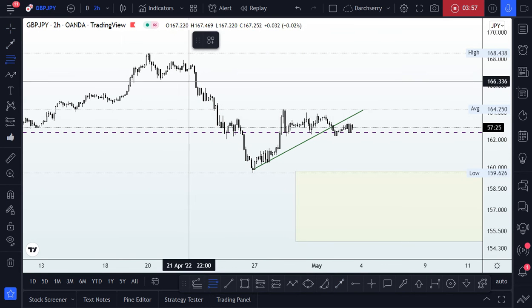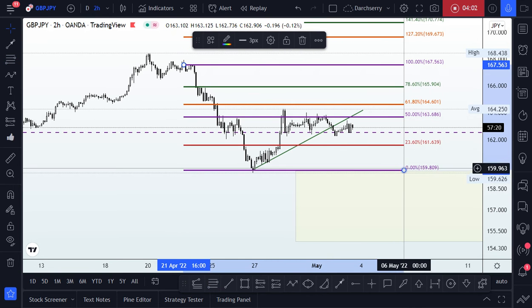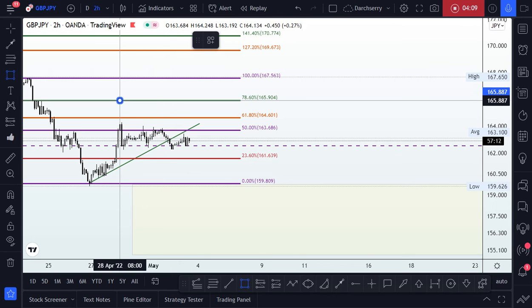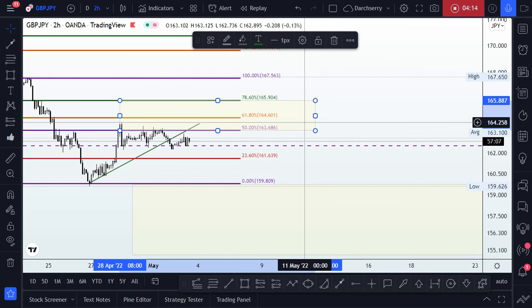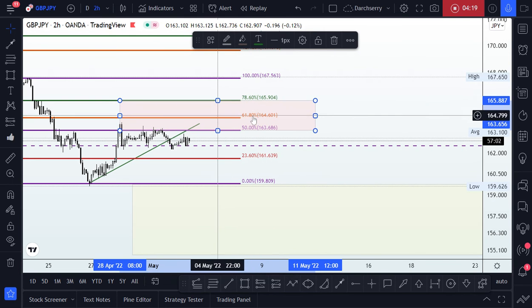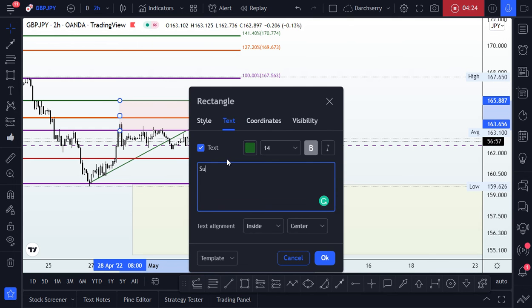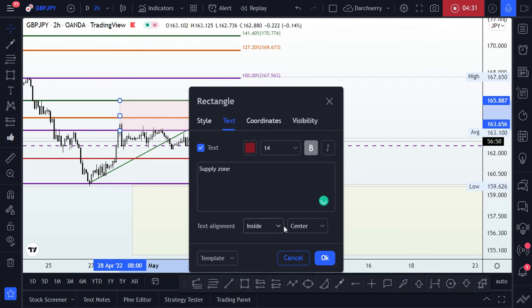So bringing out our Fibonacci retracement tool and running it through the impulse leg, we can see that we have a golden zone around 78.6% and 50% retracement, which I think is going to be our new supply zone. So allow me to label this the supply zone. Let's give it a red color, and let's place it right inside.